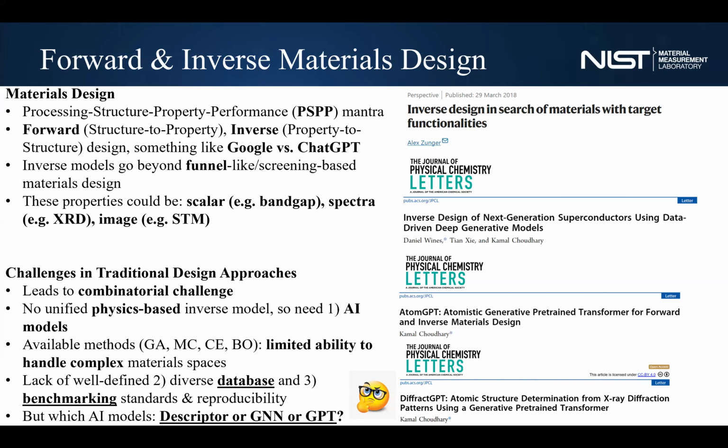Now, the idea is very fascinating, but this is a very challenging task because, as we heard both experimentally and computationally, there is a huge combinatorial challenge. Especially for inverse models, to my knowledge, there are absolutely no physics-based models for inverse material design. So we have to rely on something like AI models. There are some methods for inverse design, such as genetic algorithm, Monte Carlo, cluster expansion, Bayesian optimization, but they are very limited in their ability to handle complex material spaces.